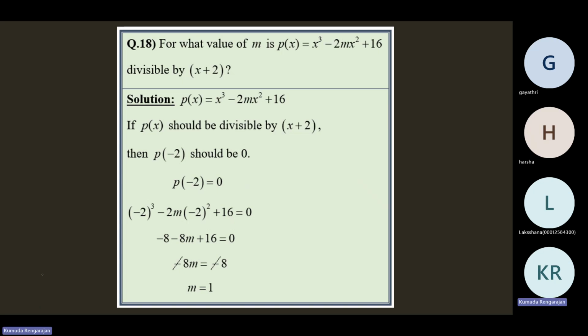Yeah, please work. Not blindly copying. Please calculate by yourself.